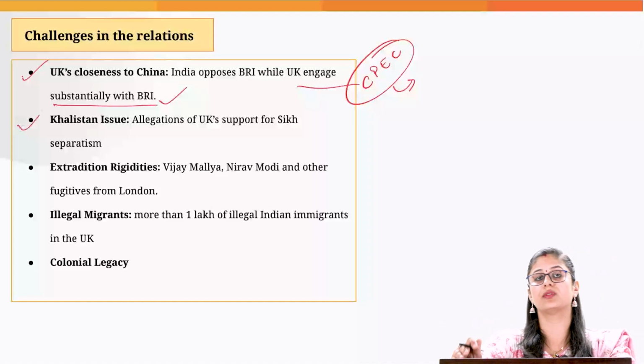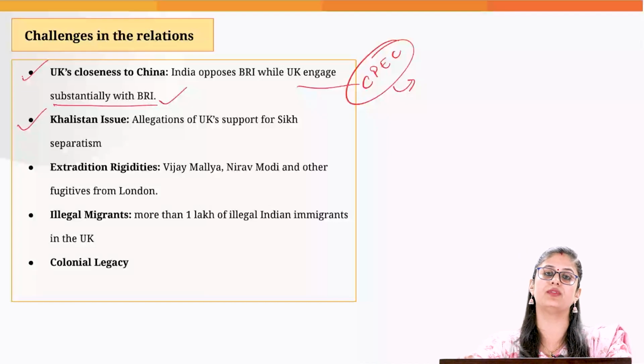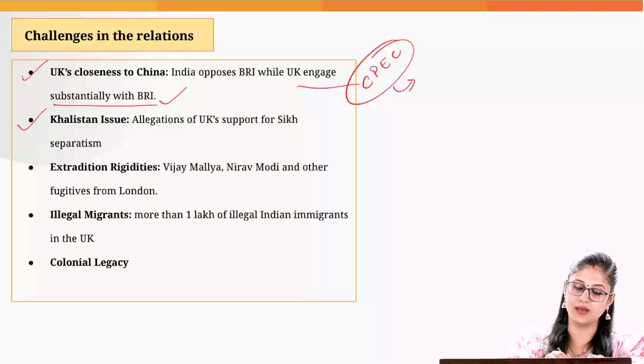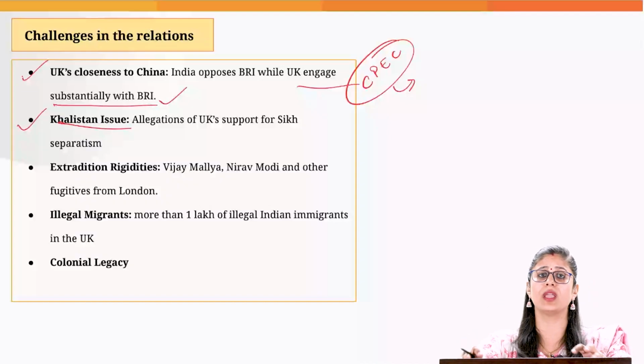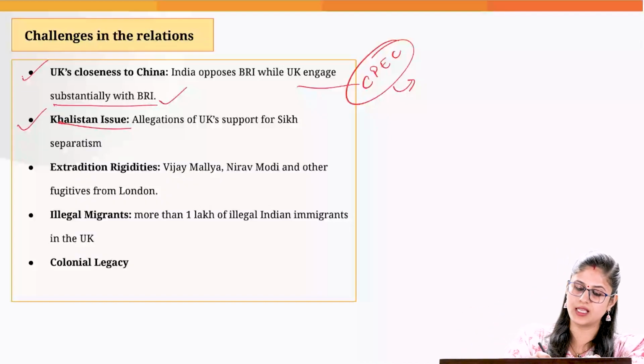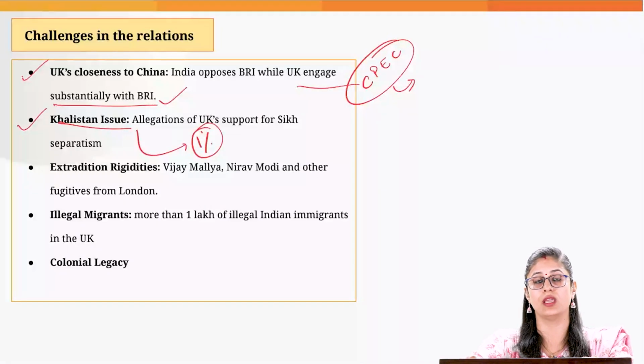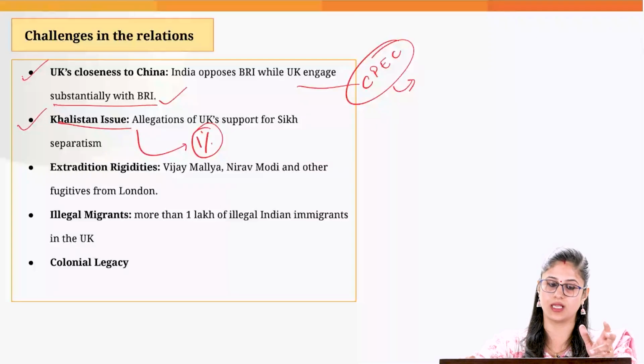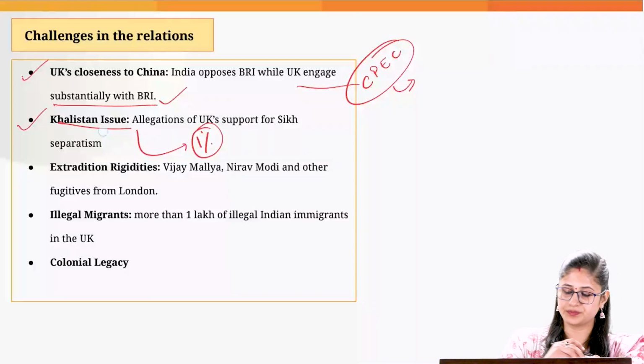Then on the Khalistan issue, if you have been following the newspaper, this year only, when Mr. Jaishankar was on a visit to London, there was a security breach. And at the center of the security breach were basically the Khalistan protesters. If you look at the UK population, Sikhs make up about 1% of it. So it is alleged that UK provides support to these Khalistan separatists.